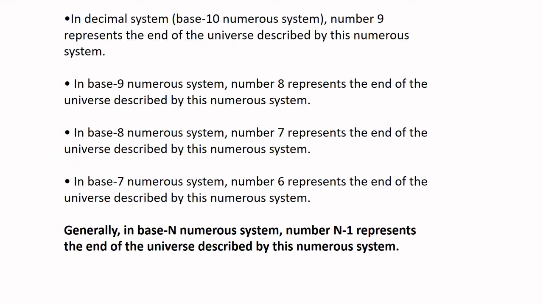In decimal system, number 9 represents the end of the universe described by this numeral system. In base 9 numeral system, number 8 represents the end of the universe. In base 8 numeral system, number 7 represents the end of the universe. In base 7 numeral system, number 6 represents the end of the universe. Generally speaking, in base n numeral system, number n minus 1 represents the end of the universe.